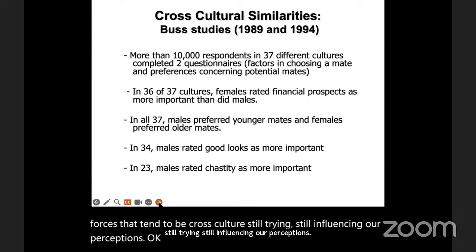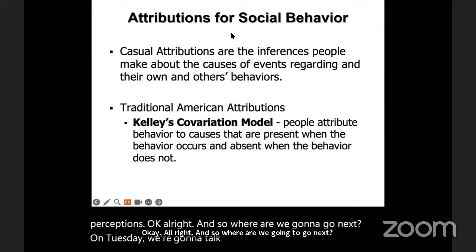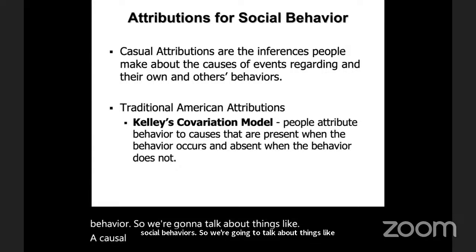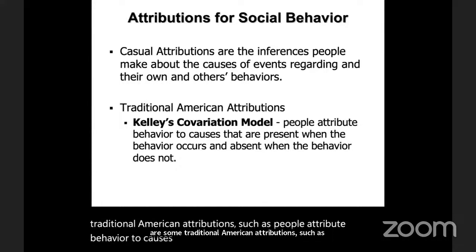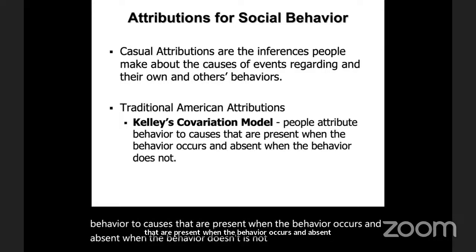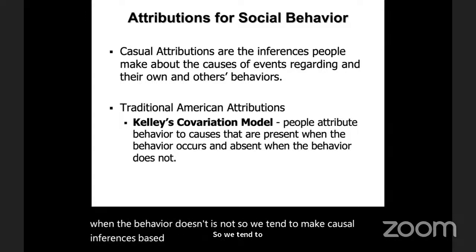All right. And so where are we going to go next? On Tuesday, we're going to talk about attributions of social behavior. So we're going to talk about things like causal attributions, and we're going to get into what are some traditional American attributions, such as people attribute behavior to causes that are present when the behavior occurs and absent when the behavior is not. So we tend to make causal inferences based on whether a behavior was committed or not. And we'll get more into that.